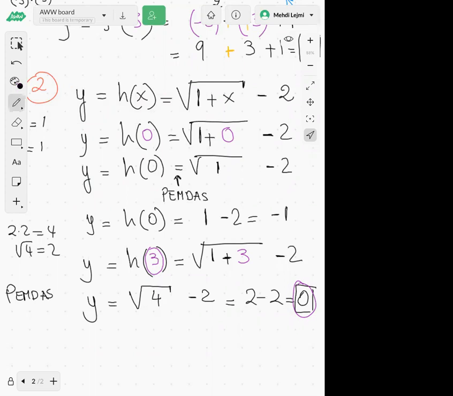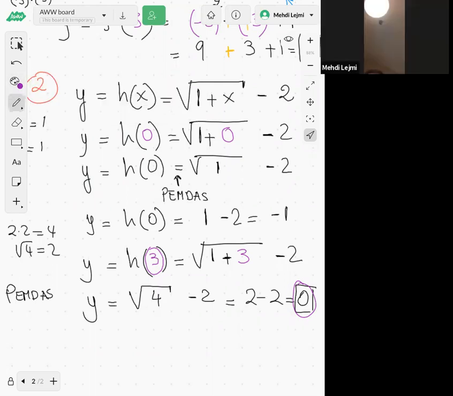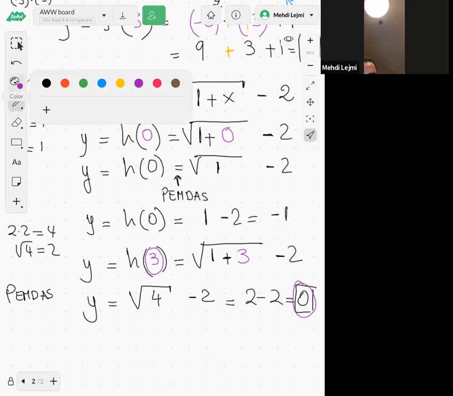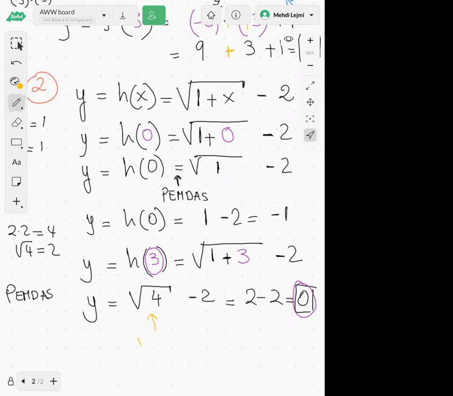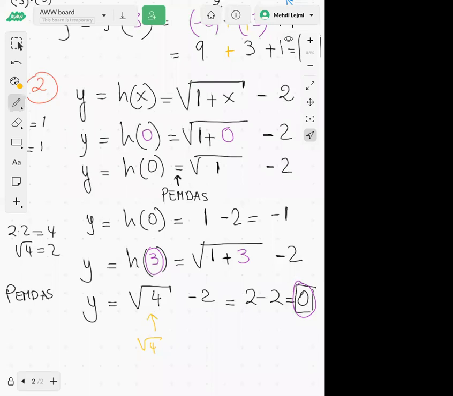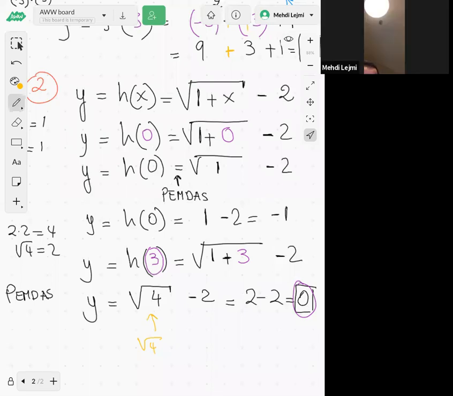Wait, hold on, Professor. Yes, please. How you got, where you have the 4, wouldn't that have been 4 times 4? It's a square root, right? You are talking about this, right? Yeah. That's the square root. We leave it like that? No. The square root of 4 is 2, because 2 times 2 is 4. Then the square root of 4 is 2.